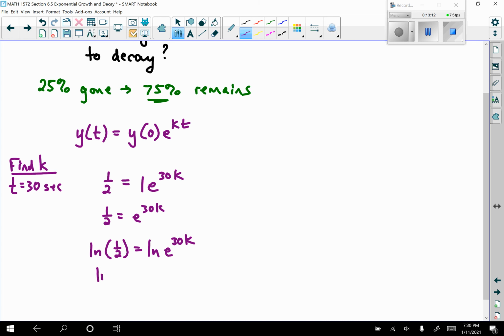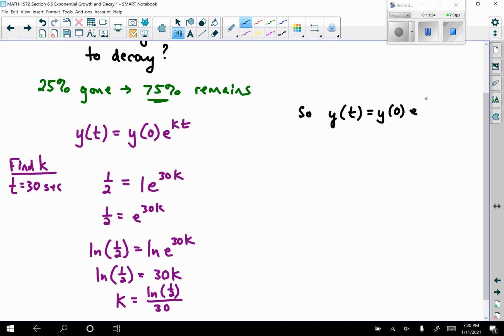So this becomes the natural log of 1/2 is equal to 30k. And then k is equal to the natural log of 1/2 divided by 30. So now, just like the last problem, we could write out our equation that y of t is equal to y of 0 times e to the natural log of 1/2 over 30 times t.